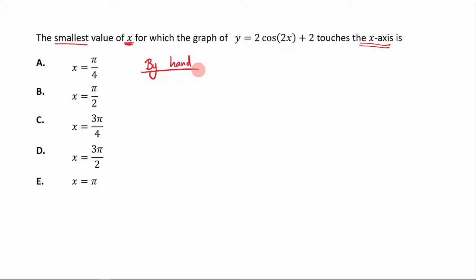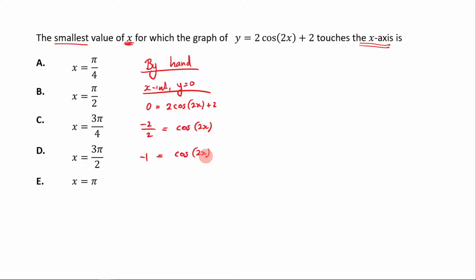what would you do? Well, what we're trying to find is my x-intercept. So to find my x-intercept, what do you do? You let y equal 0. And that means I'm going to get 0 is equal to 2 cos of 2x plus 2. That means if I was to rearrange this, I'm going to end up with negative 1 is equal to cos of 2x.